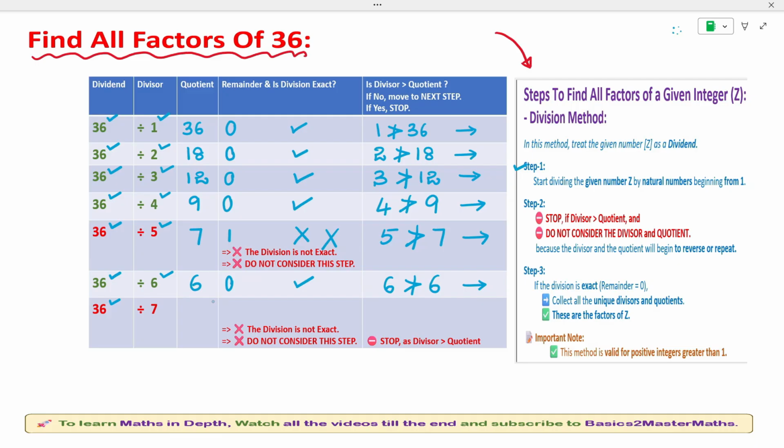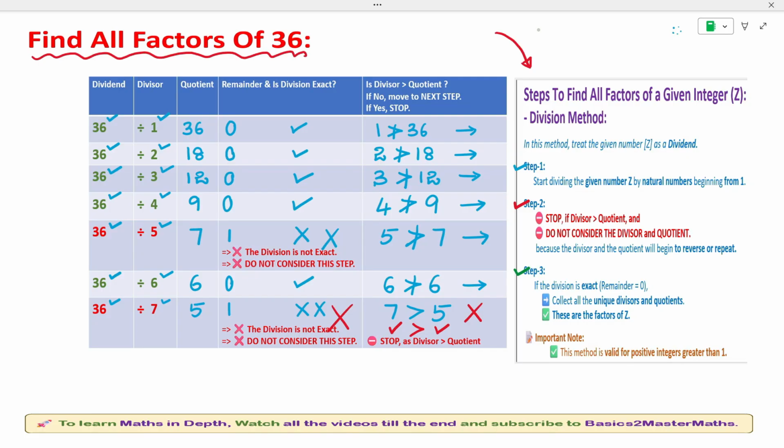When we divide 36 by 7, we get 5 as the quotient and 1 as the remainder. So, this division is not exact. Hence, please do not consider this step. In this case, the divisor 7 is greater than the quotient 5. As per step 2, please stop here since the divisor is greater than the quotient. And please do not consider this step.